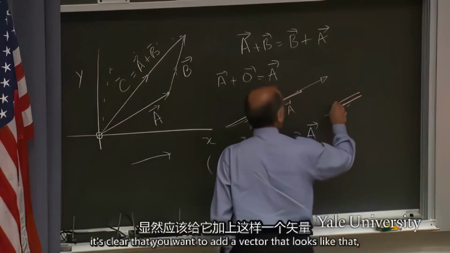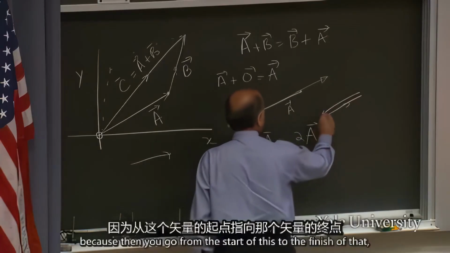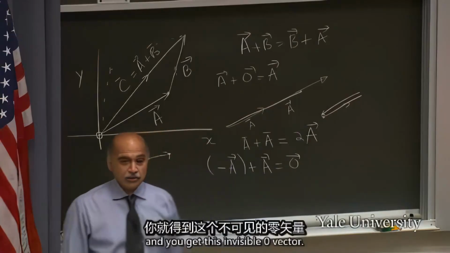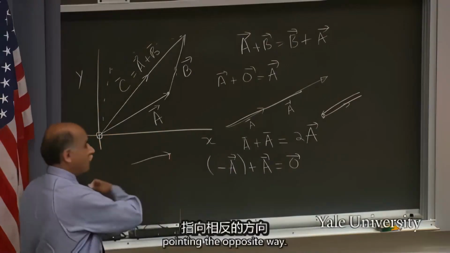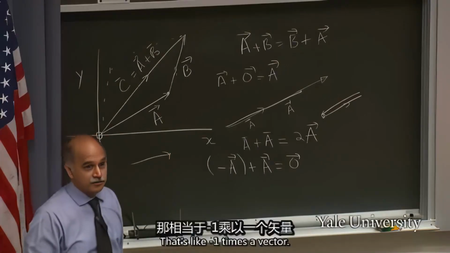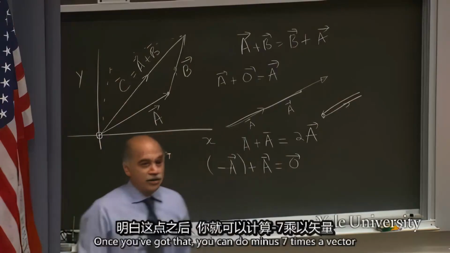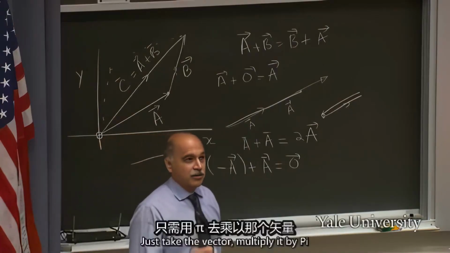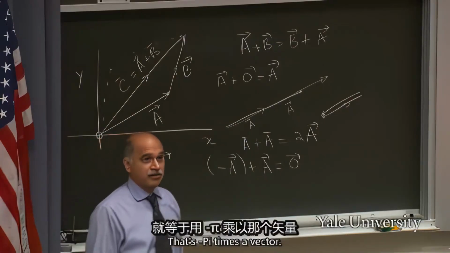it's clear that you want to add a vector that looks like that, because then if you go from the start of this to the finish of that, you end up at the same point and you get this invisible 0 vector. So the minus vector is the same vector flipped over to point the opposite way. So that's like minus 1 times a vector. Once you got that, you can do minus 7 times a vector or minus pi times a vector. Just take the vector, multiply it by pi, and flip it over. That's minus pi times a vector.